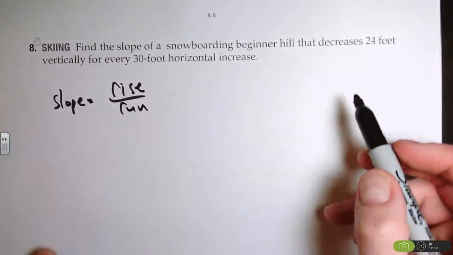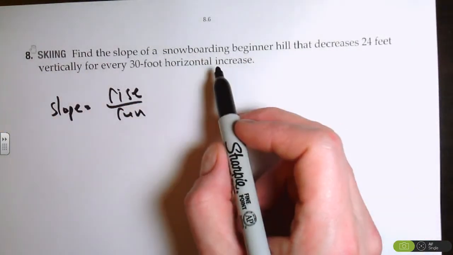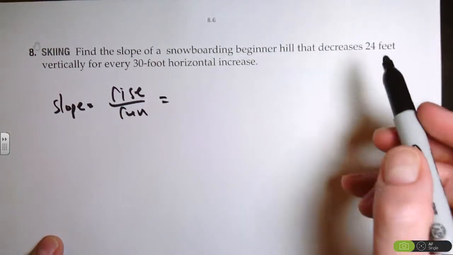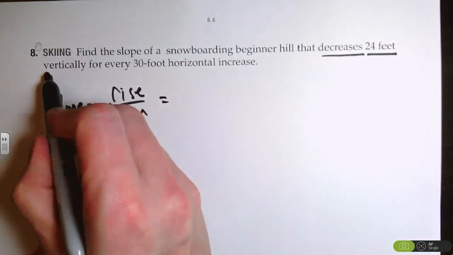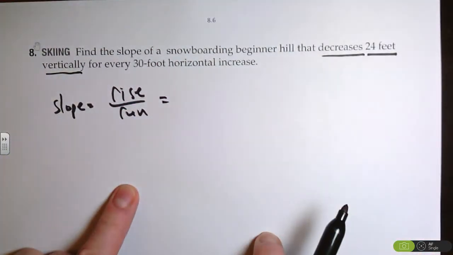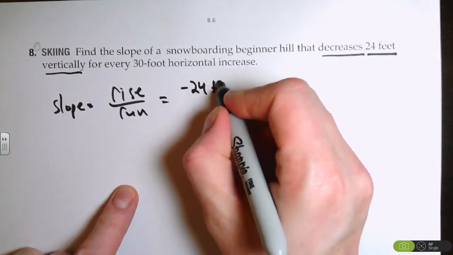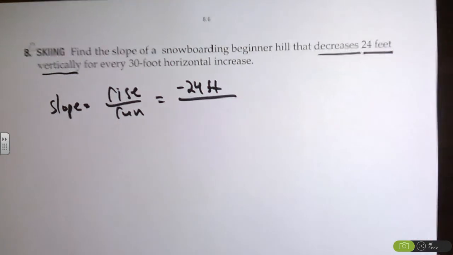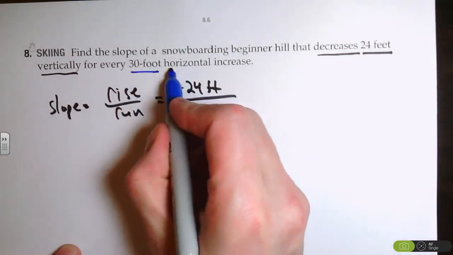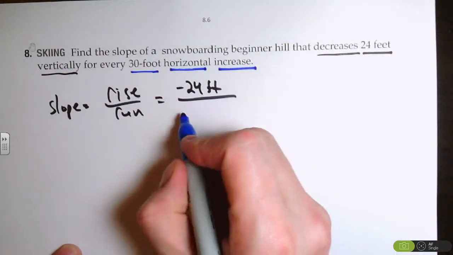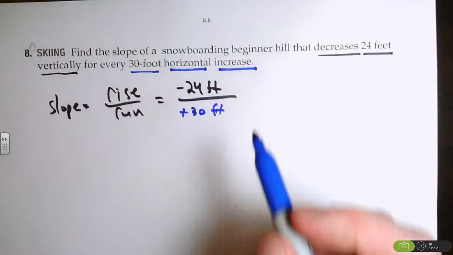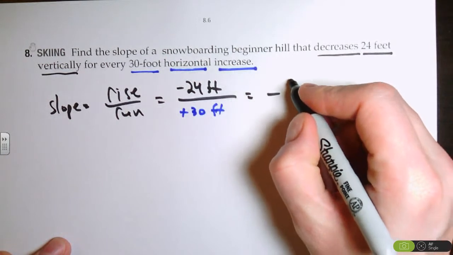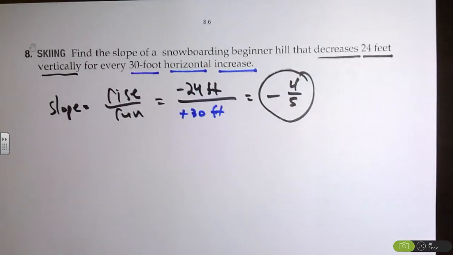is rise over run. So the vertical is the rise, horizontal is the run. That's the definition of it. Now, they tell us it decreases 24 feet vertically, which means it has to go down 24 feet, so it's a negative 24-foot rise. And then it's going to go a 30-foot horizontal increase, which means that's positive, so plus 30 feet. And then that reduces, divided both by 6, to negative 4 over 5. That's our slope.